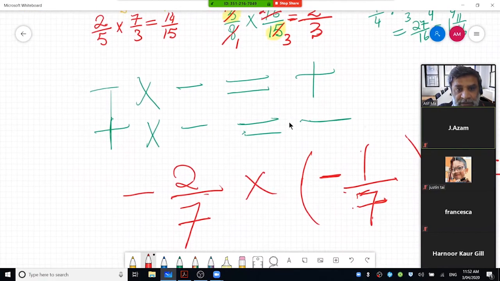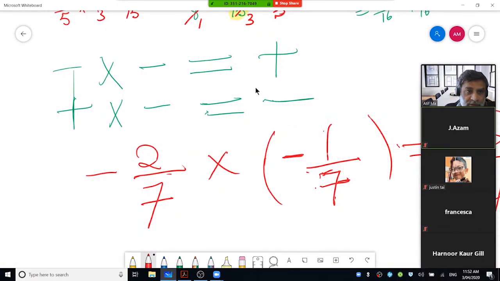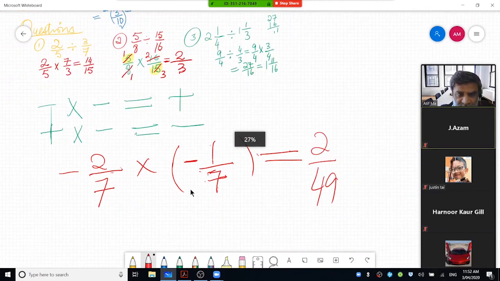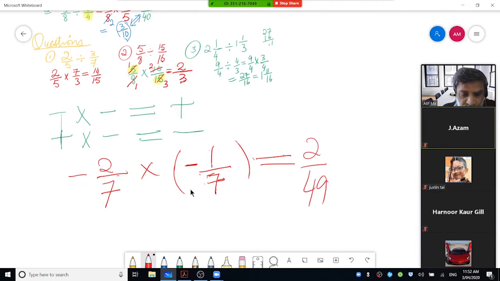And in the last part, we looked into something: if a negative number is multiplied by a negative number, the answer is a positive number. If a positive number is multiplied with a negative number or fraction, the answer is a negative number. And we did this very small example at the end, minus 2 over 7 times minus 1 over 7. Minus times minus is plus, therefore we normally don't put a plus sign. And 2 times 1 is 2 and 7 times 7 is 49.